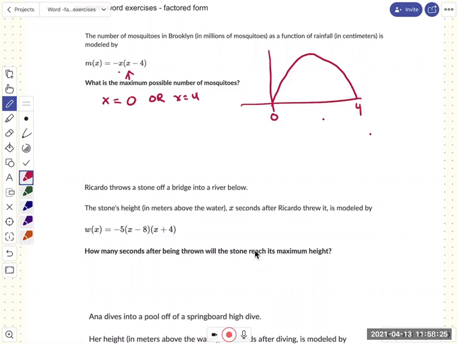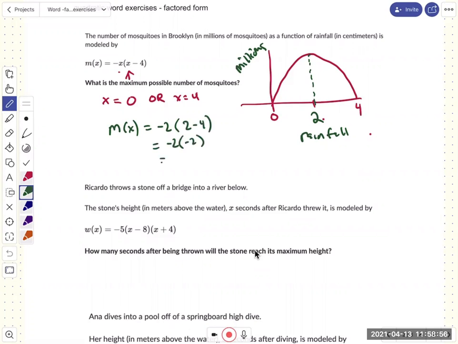Well, that seems fairly easy. Then halfway should be 2, right? We say then the midpoint is 2. You think, well, gosh, these are pretty easy. So now we just have to figure out, so this is our rainfall. And this is our millions of mosquitoes. Frightening thought, right? And you say, okay, so let's put in 2. So the number of mosquitoes equals -2 times 2 minus 4 equals -2 times -2 equals 4 million. Okay, well, that was easy, right?